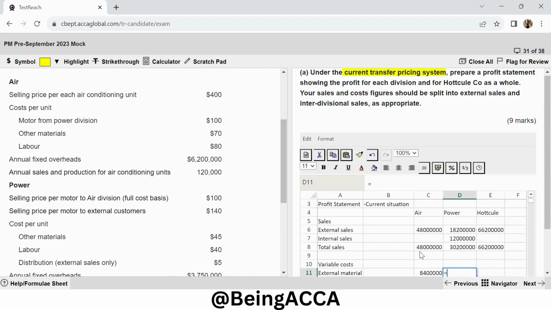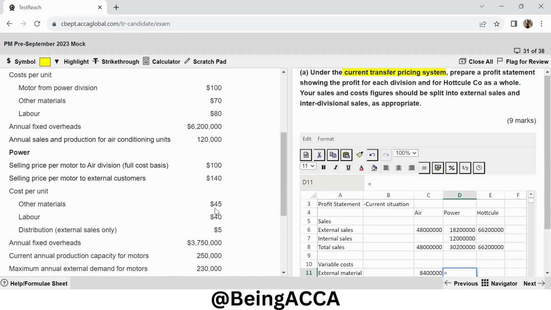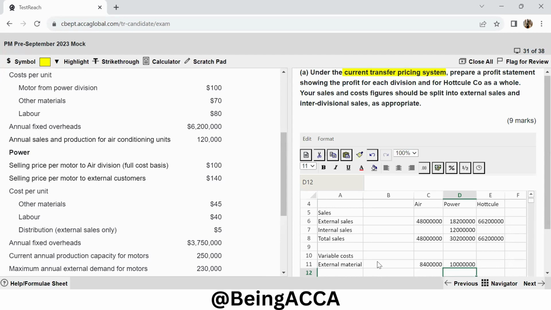Then similarly for my power division, I am externally buying $45 worth of material, and my total production is 250,000. So 250,000 multiplied by, sorry, this is 45. So this is how much is my external material cost. Right. So I can just total these up. I can simply copy the formula and paste it over here. And I have my total external material costs.